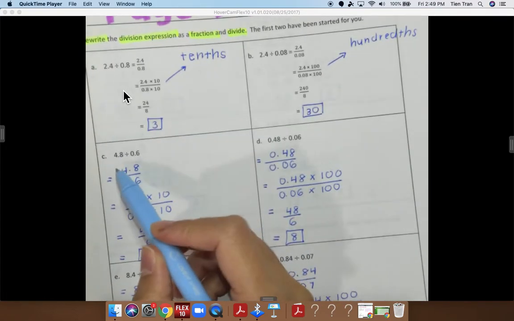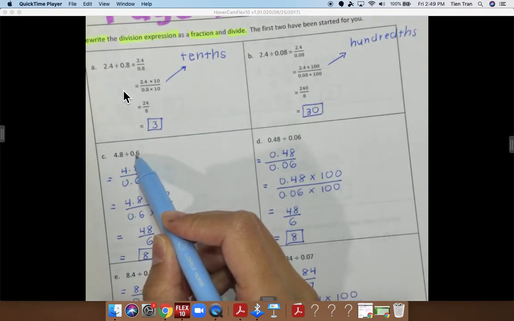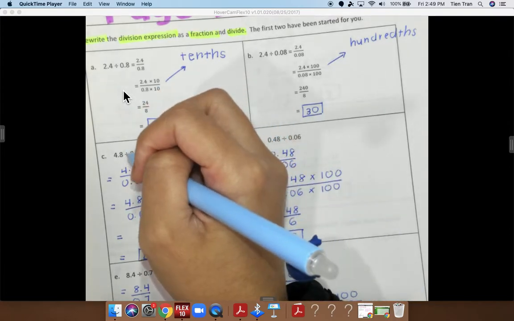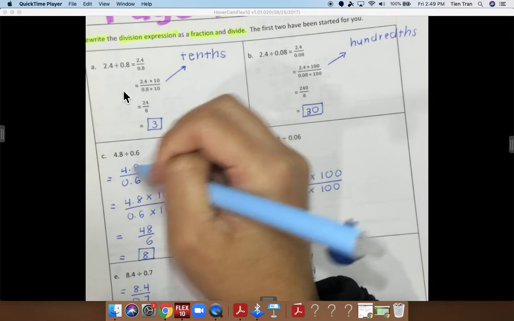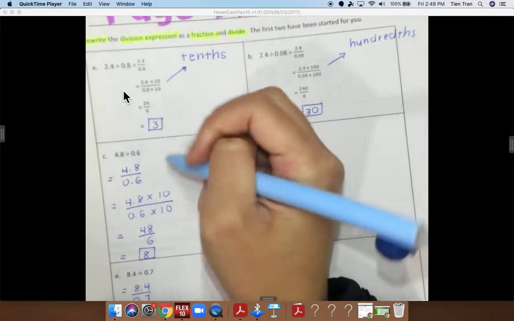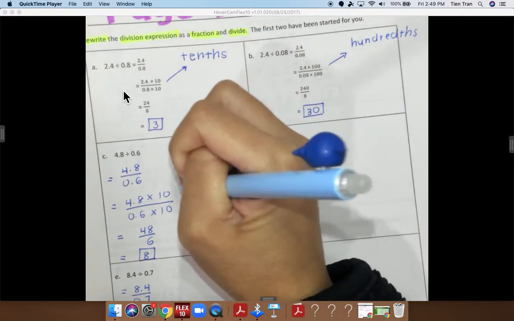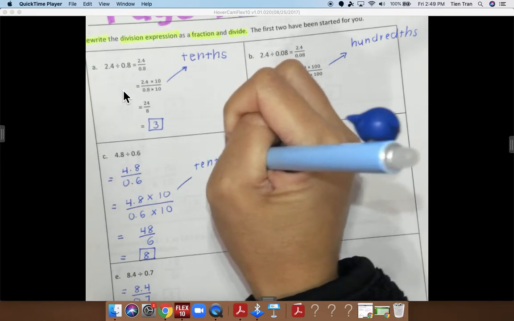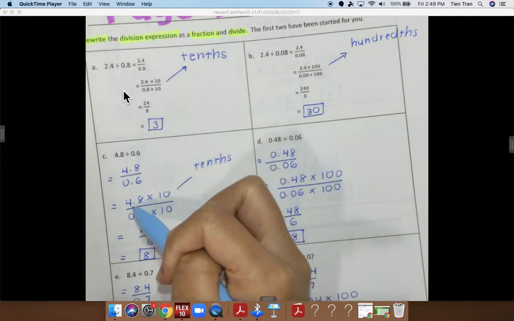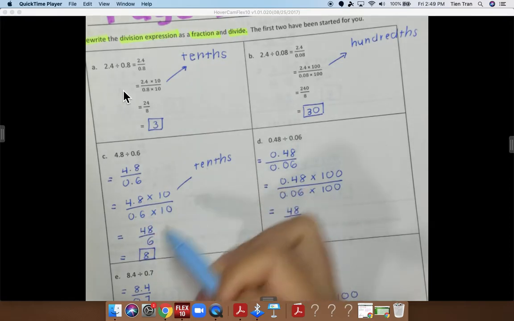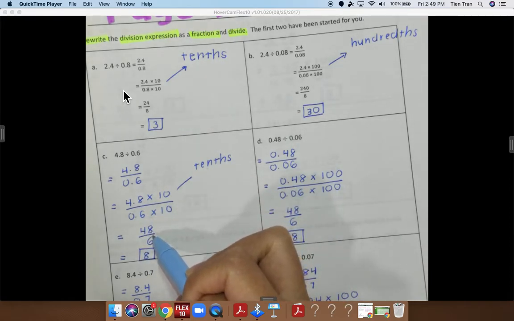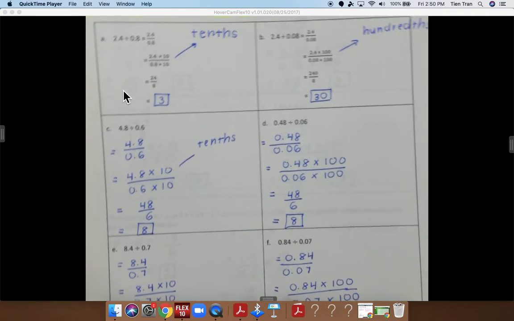On this side, we have 48 tenths divided by 6 tenths. So I'm writing the division sign as a fraction bar. Division sign is a fraction sign. So I am going to be multiplying it in the tenths. So 48 tenths times 10, 6 tenths times 10, 48 divided by 6 is equal to 8.